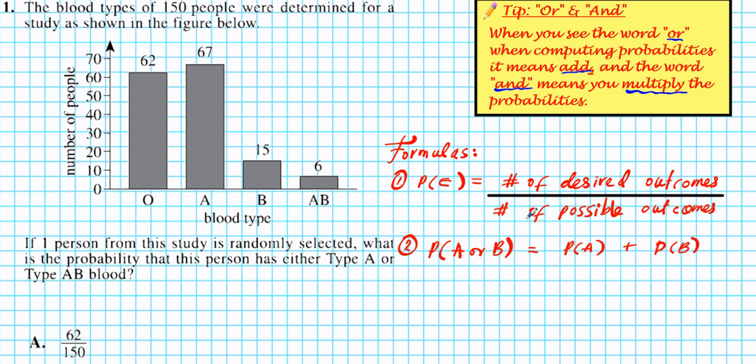Let's start by calculating the number of possible outcomes. How many people are there in this situation? Total number of people. It's indicated here, 150. If you weren't paying attention to that and you decided to add the numbers, it'll take you more time, but you still end up with the same result. 62 plus 67 plus 15 plus 6, you end up with 150. These are the total number of possible outcomes.